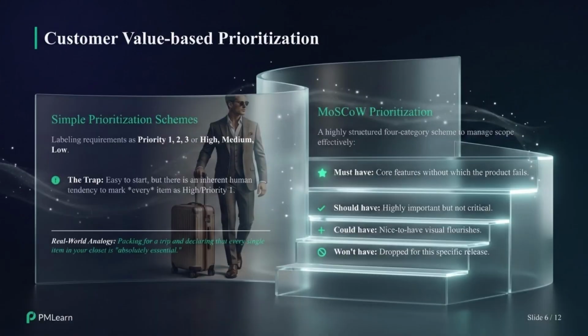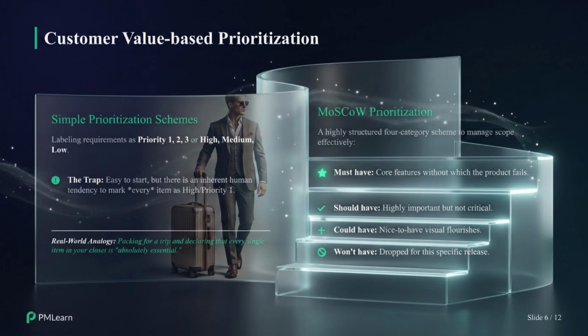Now let's talk about prioritization. As product owners, we have a mountain of ideas but limited time. We must prioritize based on customer value. The simplest approach is simple schemes, labeling things as priority 1, 2, 3 or high, medium, low. But let's be honest, what happens in real life? Everything becomes priority 1 or high. This is the packing for vacation syndrome, where you declare that every single t-shirt in your closet is absolutely essential.